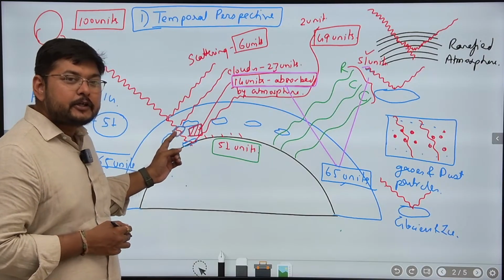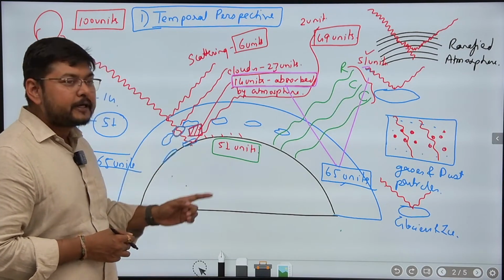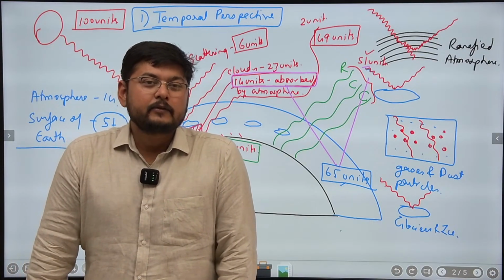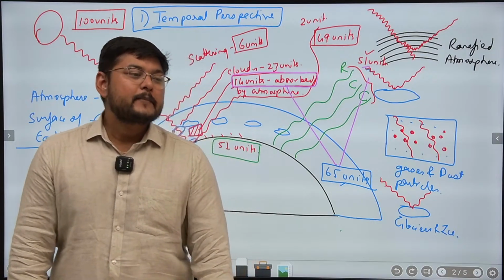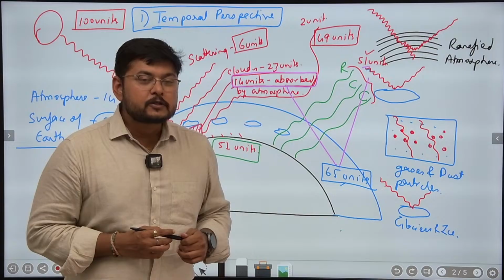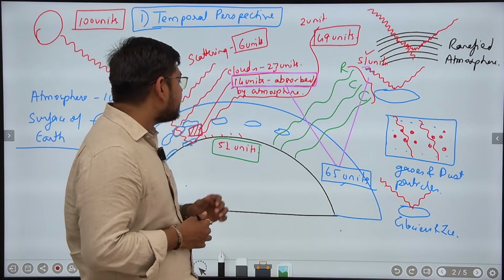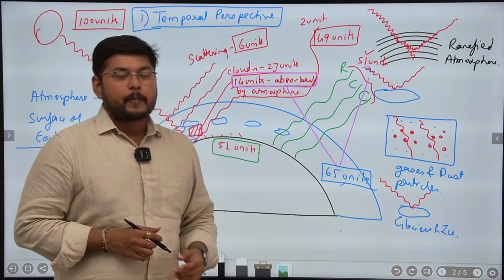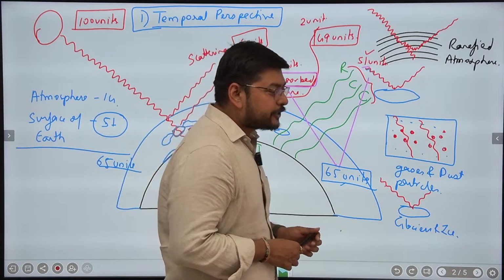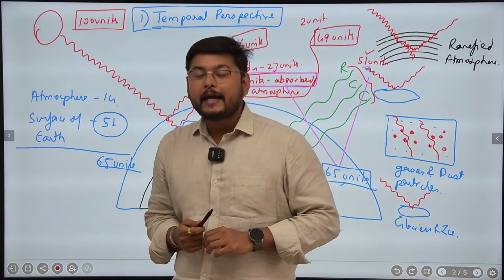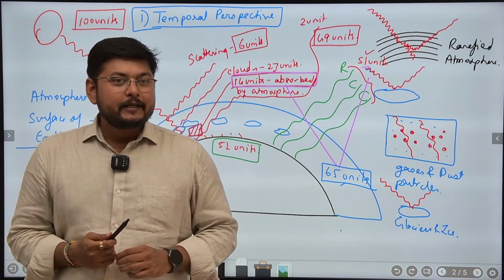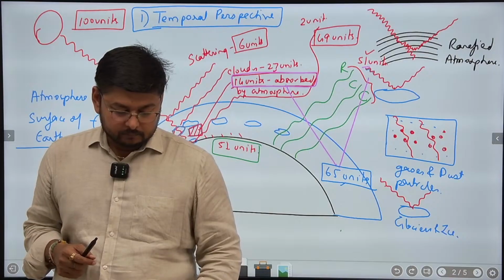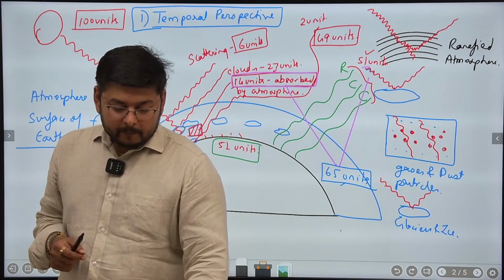Next point. As the insolation propagates further, 2 units of energy is reflected back from the surface of Earth: ice sheets, glaciers and sea ice, due to high albedo.